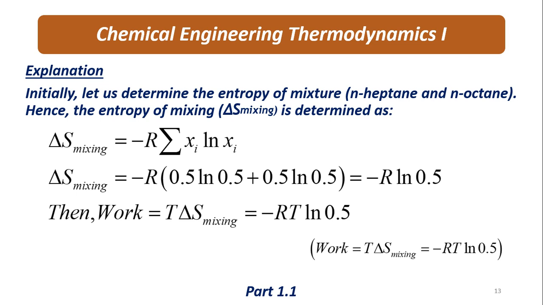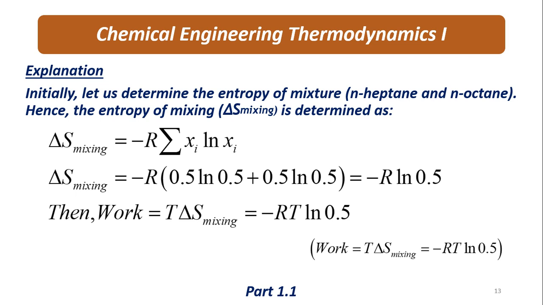So the change in entropy of the system equals minus R in brackets, 0.5 ln 0.5 plus 0.5 ln 0.5. Since ln 0.5 is common, 0.5 plus 0.5 gives us 1, so it equals minus R ln 0.5.